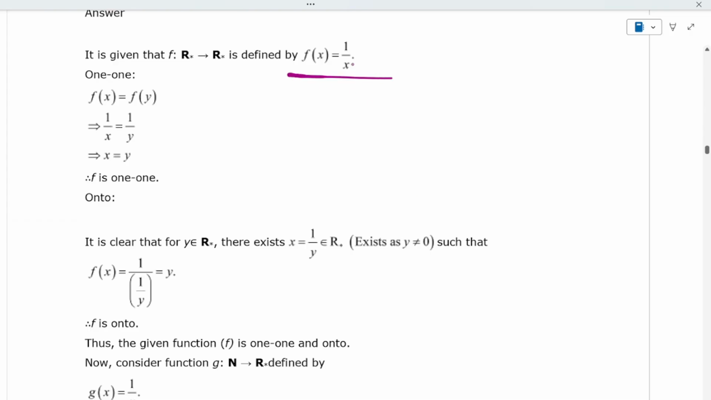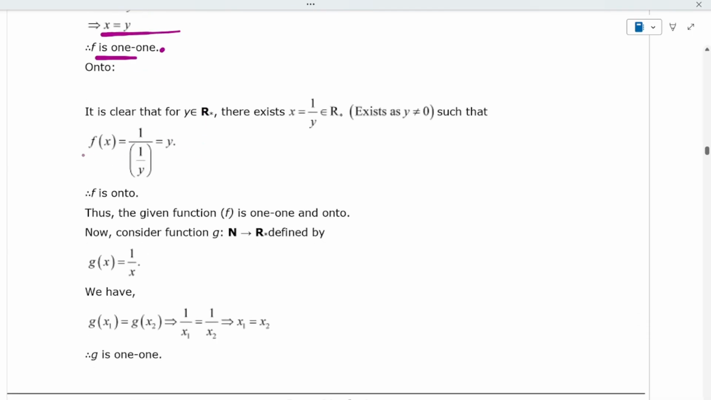See, the function given is 1 by x, right? To prove it is one-one, take f of x equal to f of y, or some other variable like f of z, in the function's place, and show that they both are equal. If they both are equal, it is said to be one-one. See, 1 by x is equal to 1 by y, so x is equal to y. So this is called one-one.